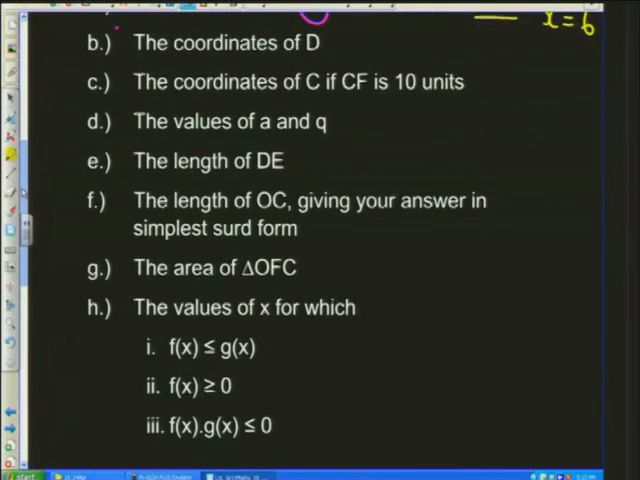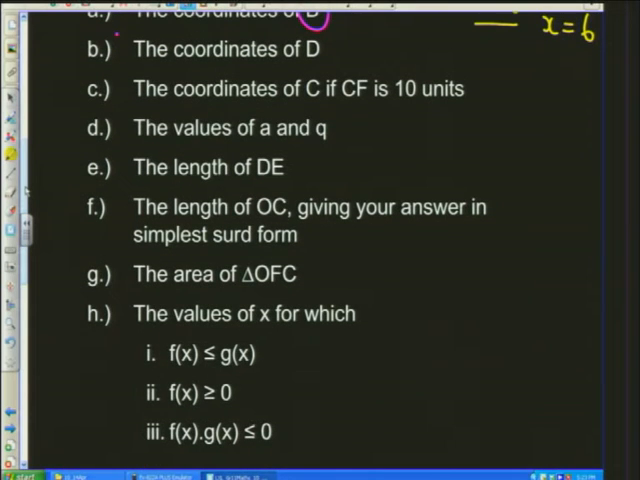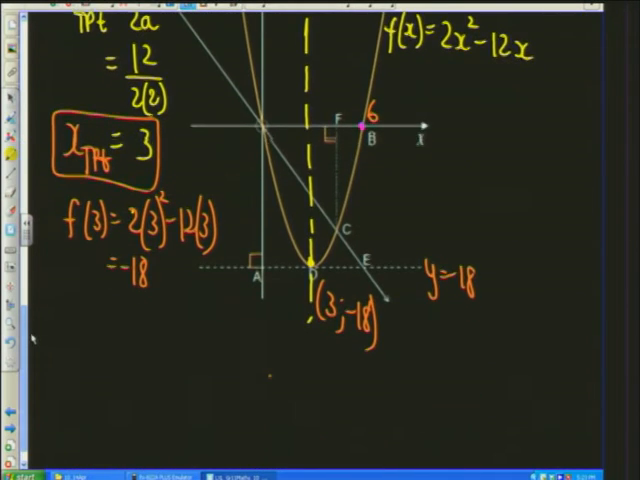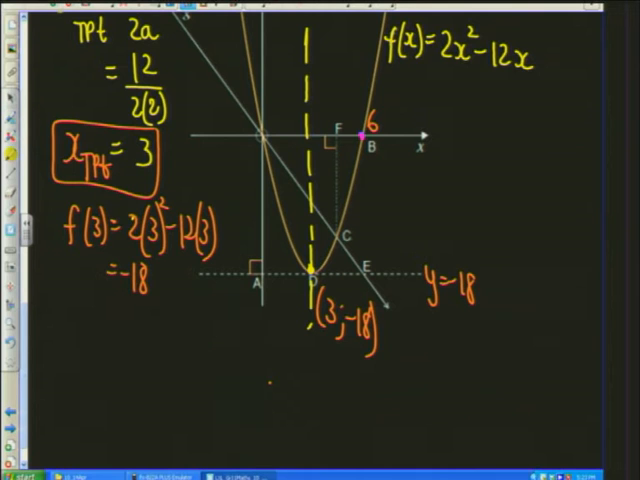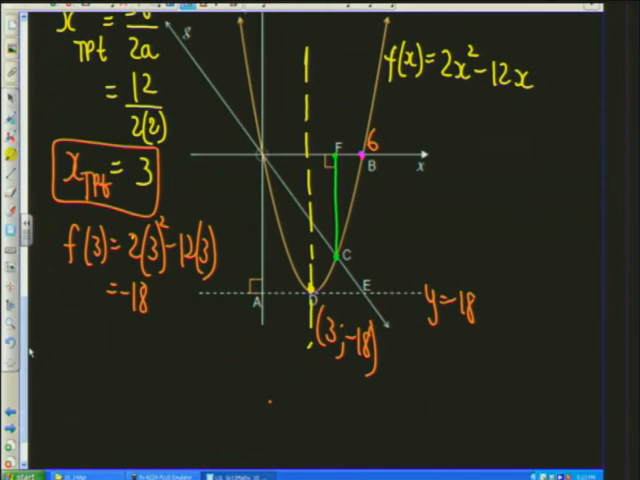I'm sure the values of A and Q, the gradient and the y-intercept, the length of CD, the coordinates of C, if CF is 10. I like this question. What are the coordinates of C if CF is 10? Let's go and see where CF is. CF is this line here. So they're telling us that this distance is 10 units. How would we set up an equation to determine what OF is, or what are the coordinates of F? I think the question was the coordinates of C. So what are the coordinates of C if this is 10 units?